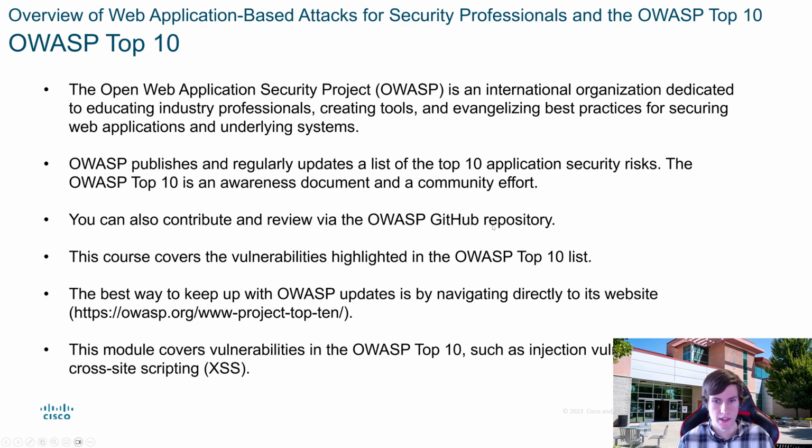So yeah, you can check out their GitHub. I'll go ahead and post that in the supplemental content if you want to look at it. It's a cool read to see how they consider these problems to be in the top 10 and the examples and stuff they post here in the GitHub. So this course covers the vulnerabilities highlighted in the OWASP top 10. Yeah, we're going to talk about all the different top 10 vulnerabilities here. And then, yeah, you could just keep up to date here with the website. I'm going to post that in the supplemental as well.